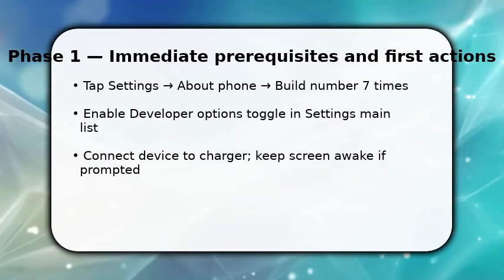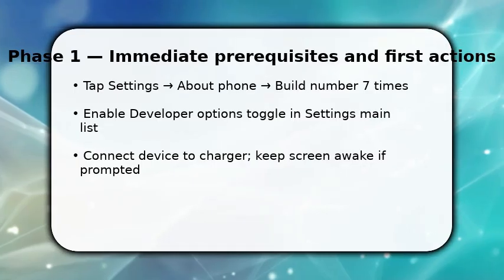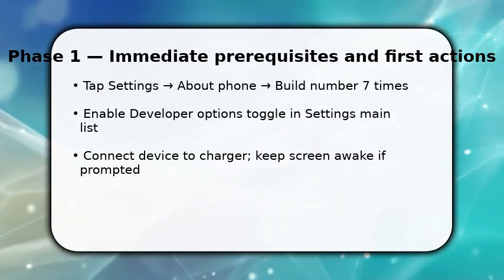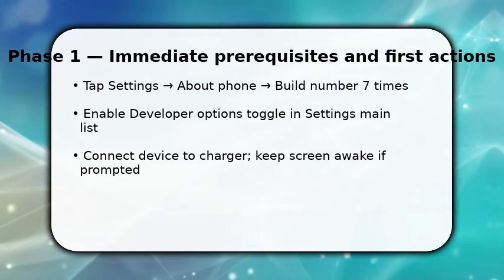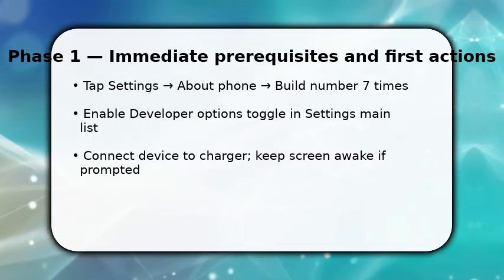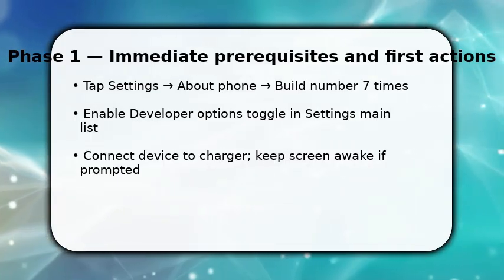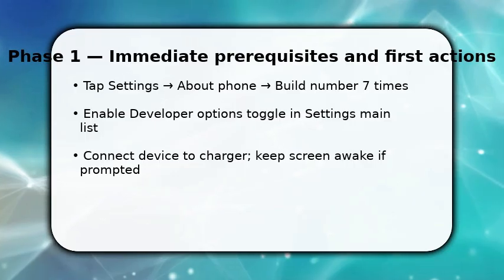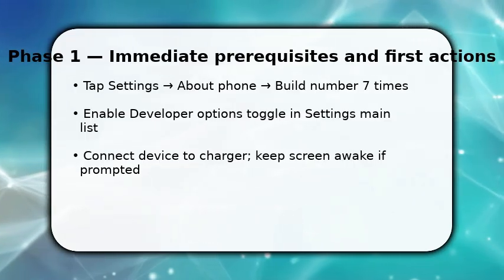You start by enabling developer options because that unlocks the controls you need. Tap Settings, then About Phone, and repeatedly tap Build Number until it confirms. This authorizes you. Once done, return to Settings and flip the developer options toggle on.